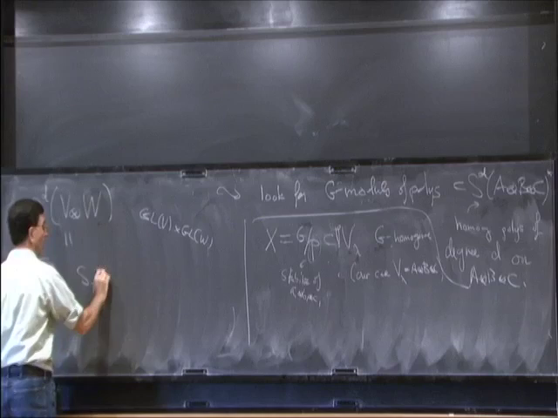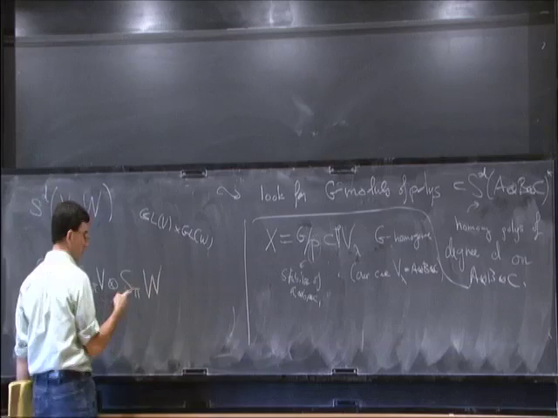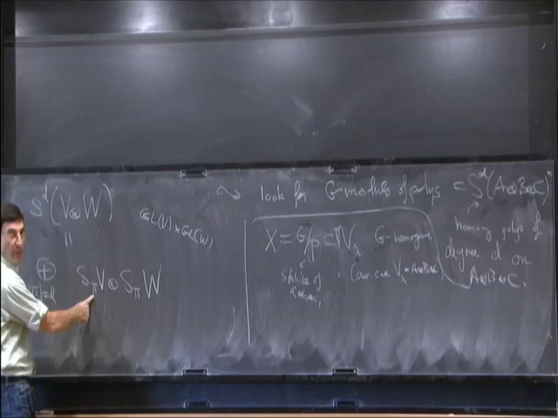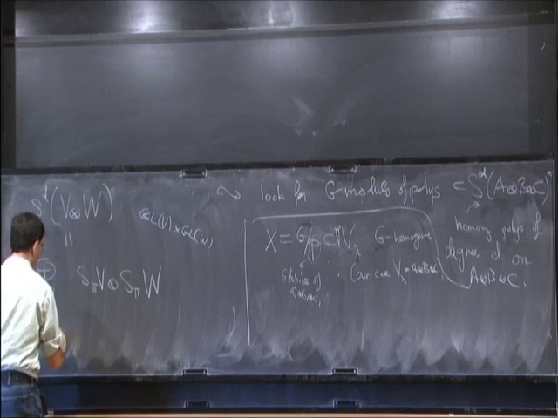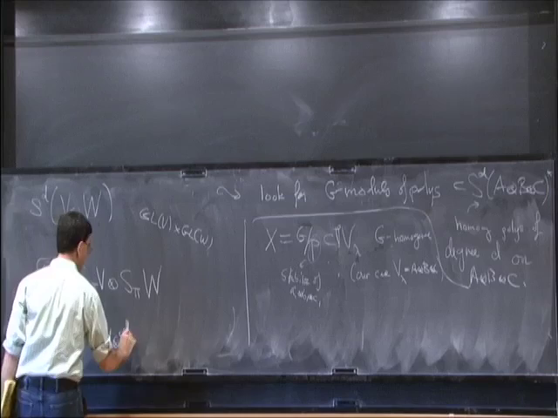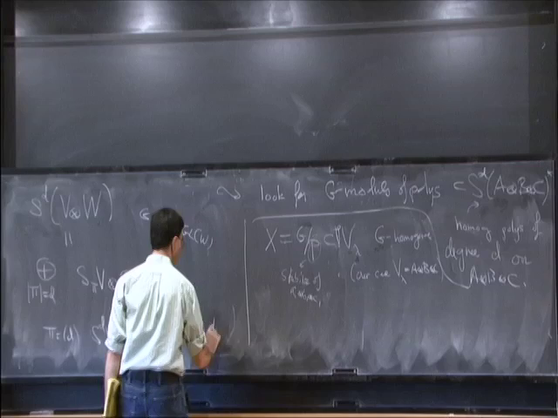Partitions of d index irreducible representations for the general linear group. And we have this remarkable decomposition of the space of polynomials. Okay, and so pi equals this trivial partition this way, I get Sym^d V tensor Sym^d W. And if I take pi to be the other trivial representation, I get Λ^d V tensor Λ^d W.